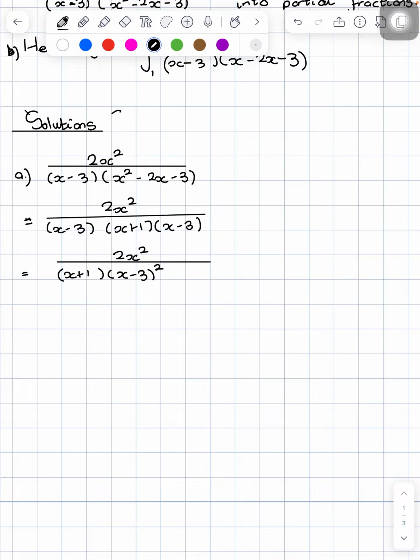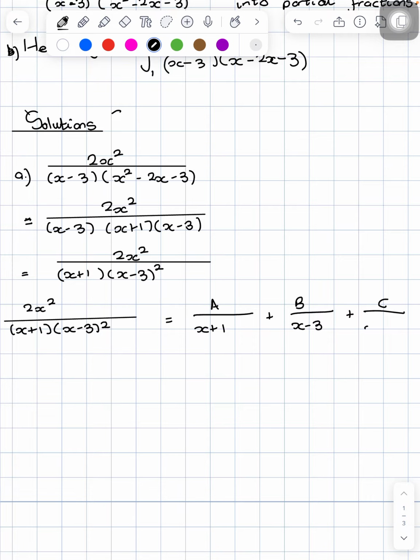Okay. So we are rewriting our function in this form as 2x squared over x plus 1, x minus 3 squared being equal to, this was the separation stage, a over x plus 1 plus b over x minus 3 plus c over x minus 3 squared, right?